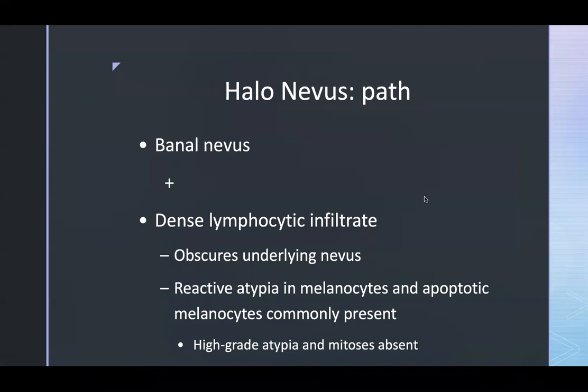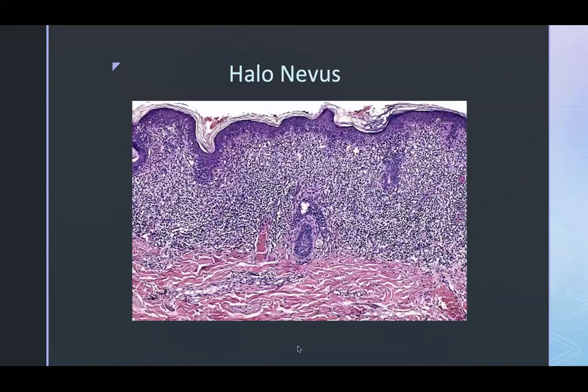On pathology, you see a banal nevus, but you also see a dense lymphocytic infiltrate. It obscures the underlying nevus. You've got reactive atypia in the melanocytes, and apoptotic melanocytes are commonly present, but there's no high-grade atypia, and mitoses are absent. So here's these lymphocytes just pretty much mixing up with the nevus. It's hard to even tell that there's a nevus under there.